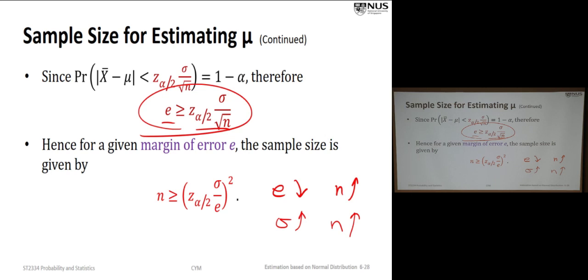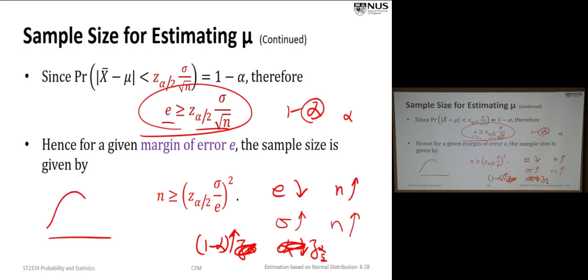Finally, how about Z alpha over 2? So remember, 1 minus alpha is our confidence. How big is the confidence? If alpha is small, then what is that alpha over 2, big or small? Maybe let me put it this way. 1 minus alpha, I want it to be big. That means I need more confidence. Then your Z alpha over 2 will also be big.